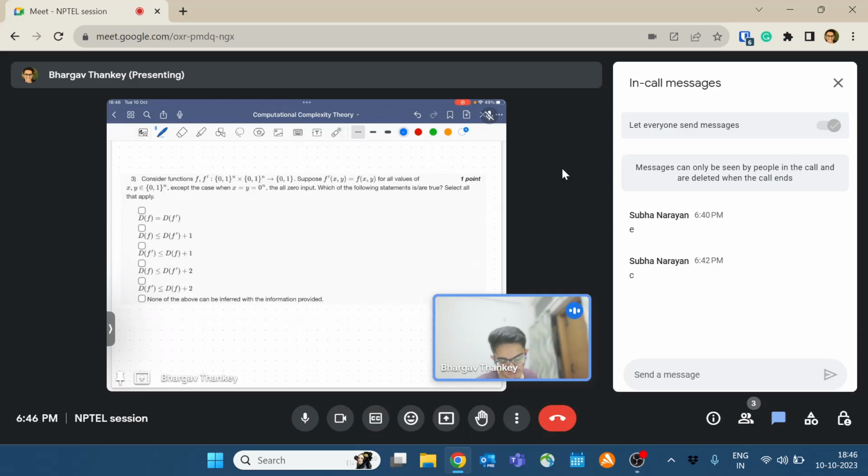The options are also the same. D(f) equals D(f prime). D(f) is less than or equal to D(f prime) plus 1. D(f prime) is less than or equal to D(f) plus 1. D(f) is less than or equal to D(f prime) plus 2. D(f prime) is less than or equal to D(f) plus 2. And none of the above can be inferred from the information provided. So again, this needs to be worked out.